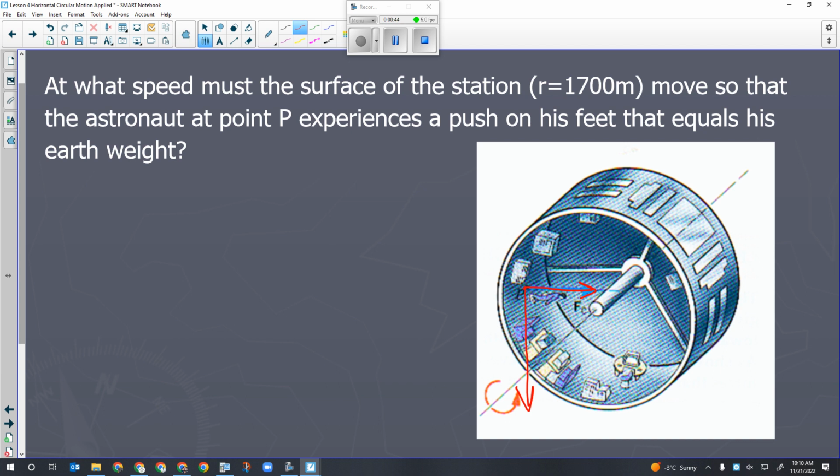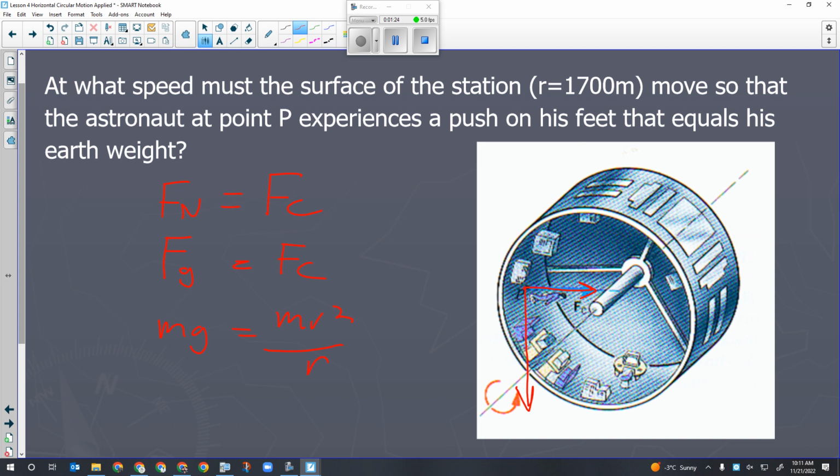So when it comes right down to it, all artificial gravity comes down to this. I want the normal force on the inside of the drum to act as a centripetal force. Ideally, I want the value of this normal force to feel like what force? Gravity. Which means mg equals mv squared over r. That's what artificial gravity comes down to.